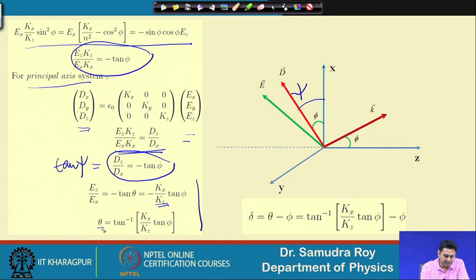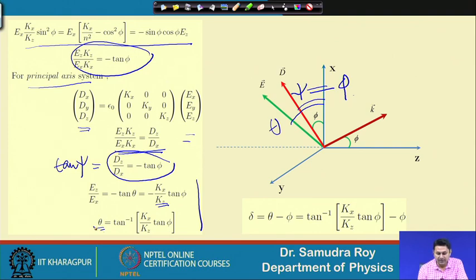Here I say this is theta. From this figure I can say this is my theta. Here psi was equal to phi, because d and k are perpendicular. But theta we can find, and theta is nothing but the tan inverse of whatever we get from the previous equation that we derived: tan theta is equal to k x by k z times tan phi. So theta is equal to tan inverse of that thing. If the k x, k z values and the phi value are given to you, then you can find the value of theta.